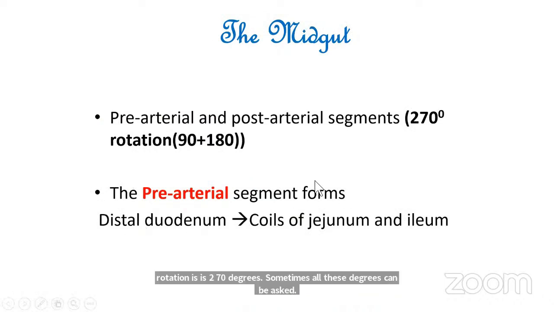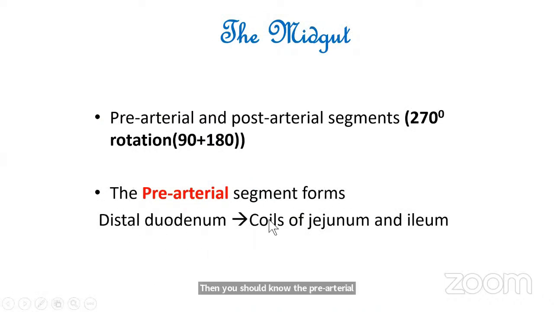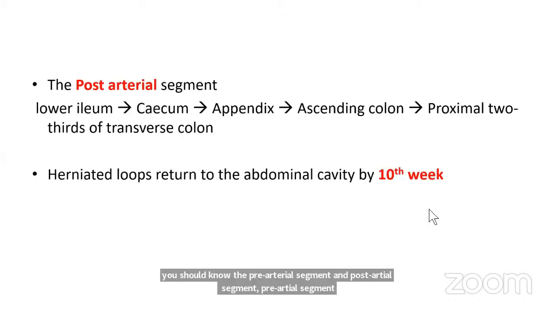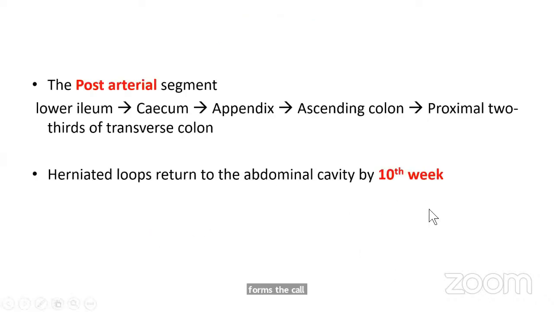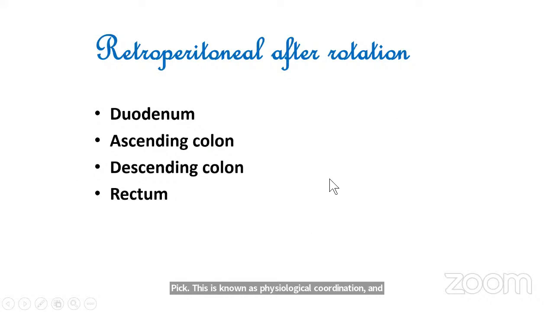Then you should know the pre-arterial segment and post-arterial segment. Pre-arterial segment forms the coils of jejunum and ileum. Post-arterial segment includes the lower ileum, cecum, appendix, ascending colon, and part of the transverse colon. So this pre-arterial segment and post-arterial segment you should be knowing. And this will form a loop and herniate from the abdominal cavity by the 10th week. This is known as physiological herniation, and this will normally go back.